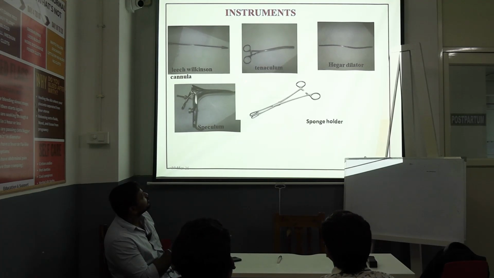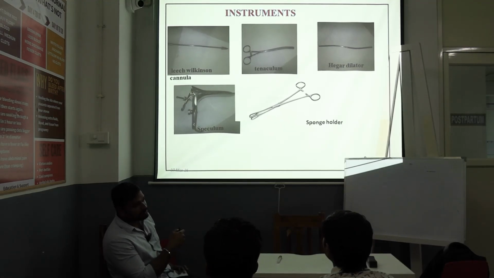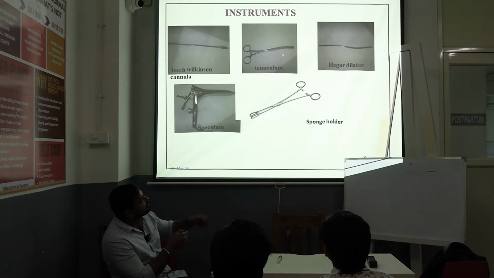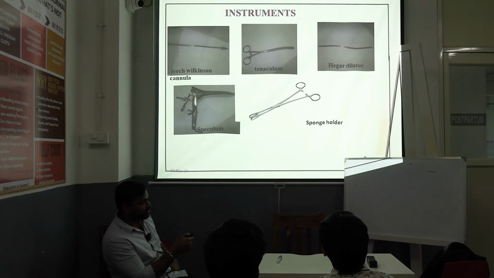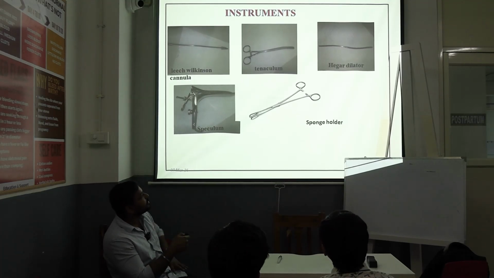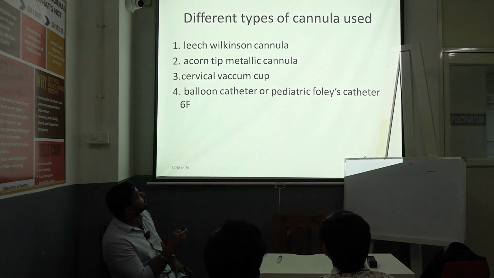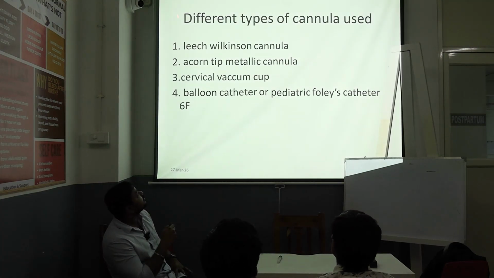First, what we do, we insert this speculum. We don't use a Cusco speculum, we use a Sims speculum. Then with a tenaculum we hold the anterior lip. We use Hegar's dilator if the os is tightly closed, we have to dilate a little bit. After that we insert the Leach Wilkinson cannula.